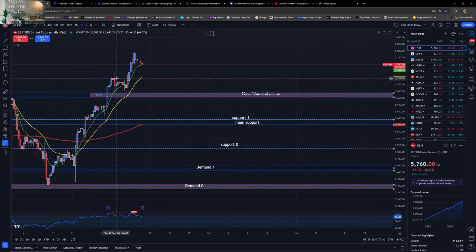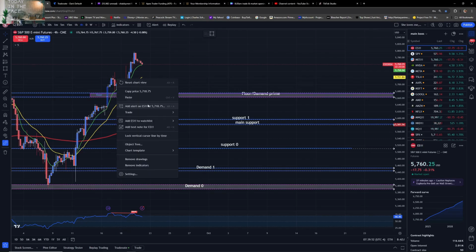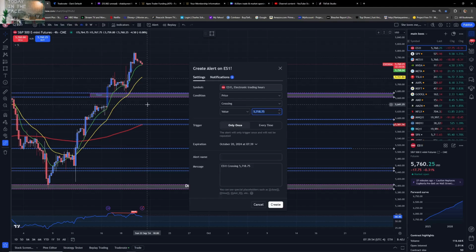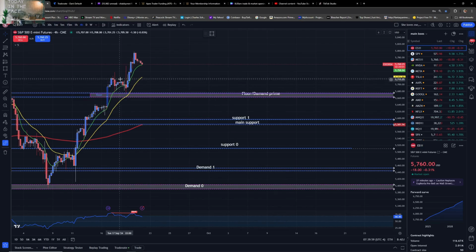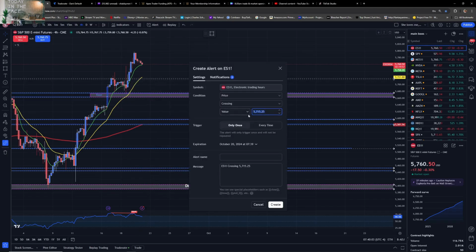So now we need the first level of resistance that was created after this push up. That's going to be right here, the bodies of these candles. Add alert there. Create an alert line right below this candle, in between this candle break here, where I'm going to push back down. Create an alert line.